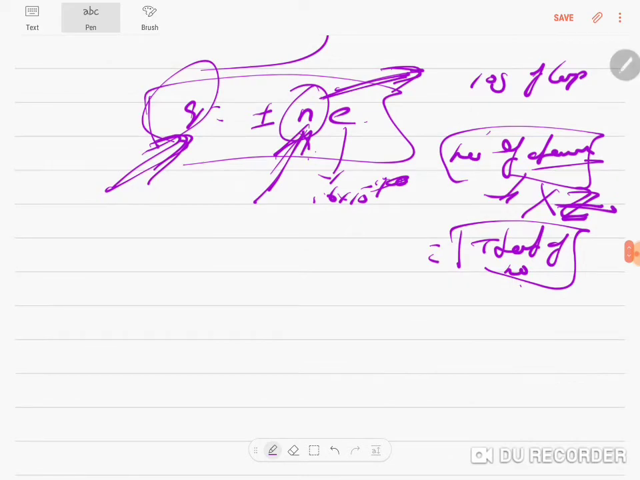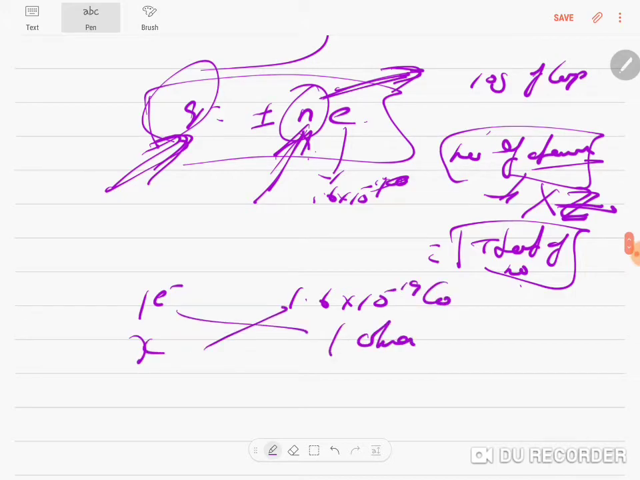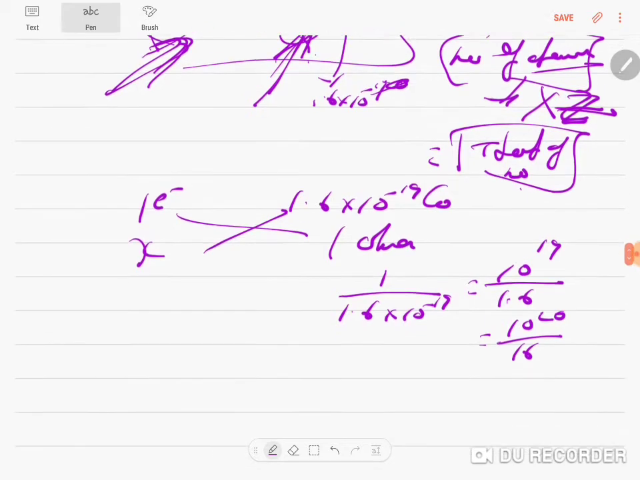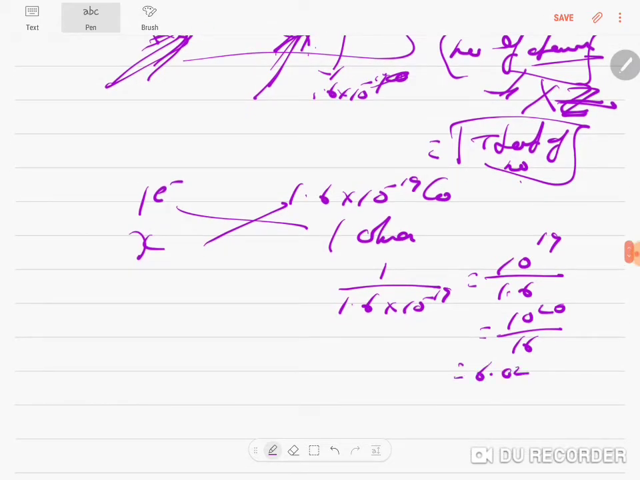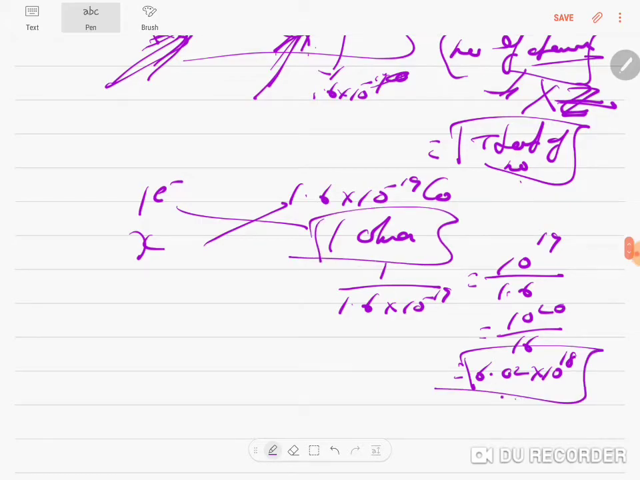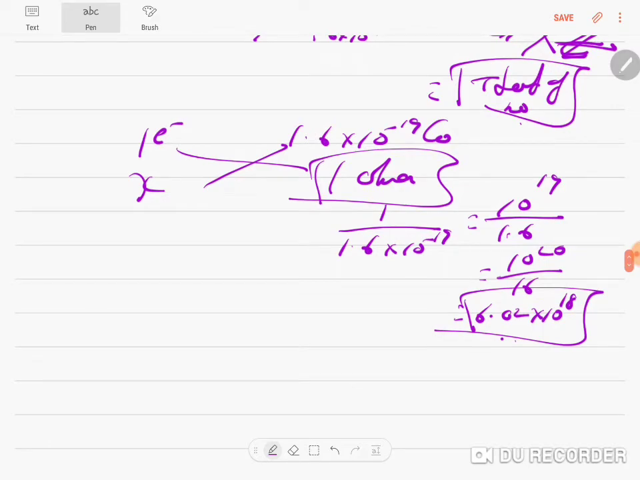Next, we know one electron has a charge of 1.6 into 10 to the power minus 19 coulomb. One coulomb will constitute how many electrons? Do this: 1 by 1.6 into 10 to the power minus 19, which will be 10 to the power 19 by 1.6, which will be 10 to the power 20 by 16. You will get an answer of 6.02 into 10 to the power 18. That many electrons constitute 1 coulomb of charge. So this is what we dealt with yesterday.